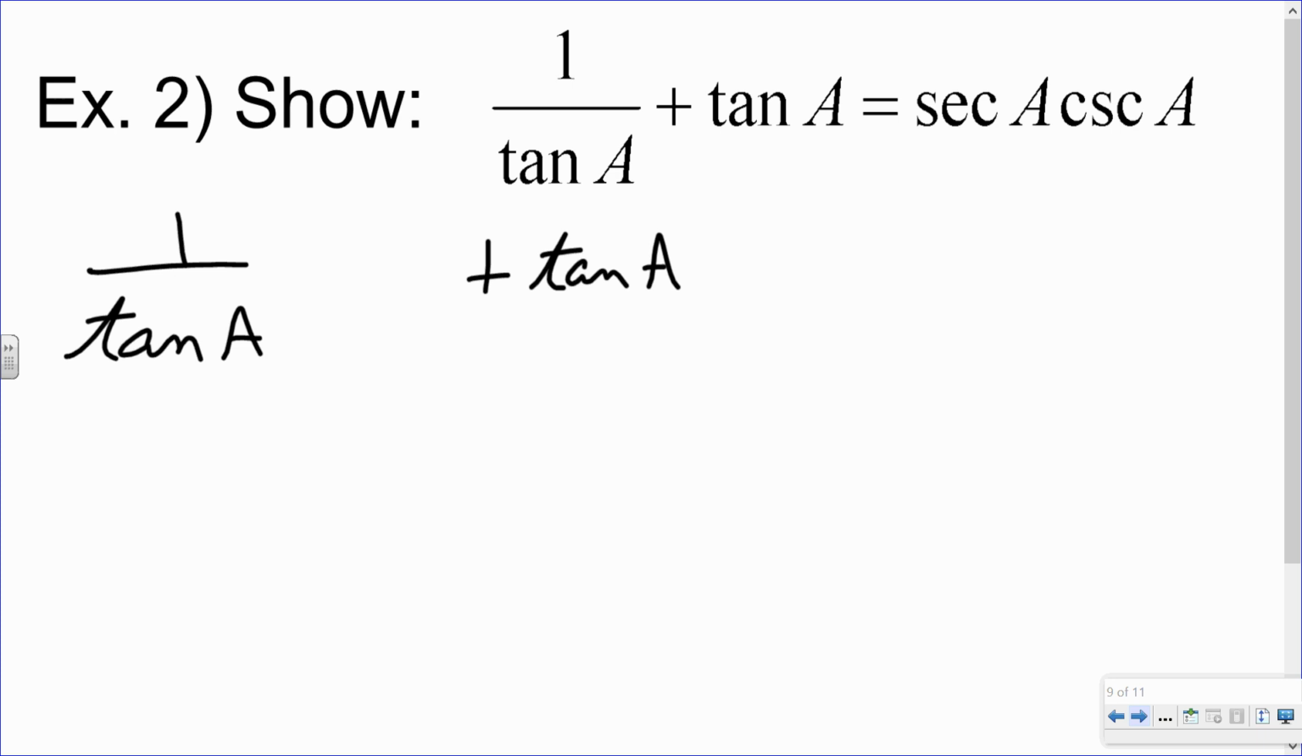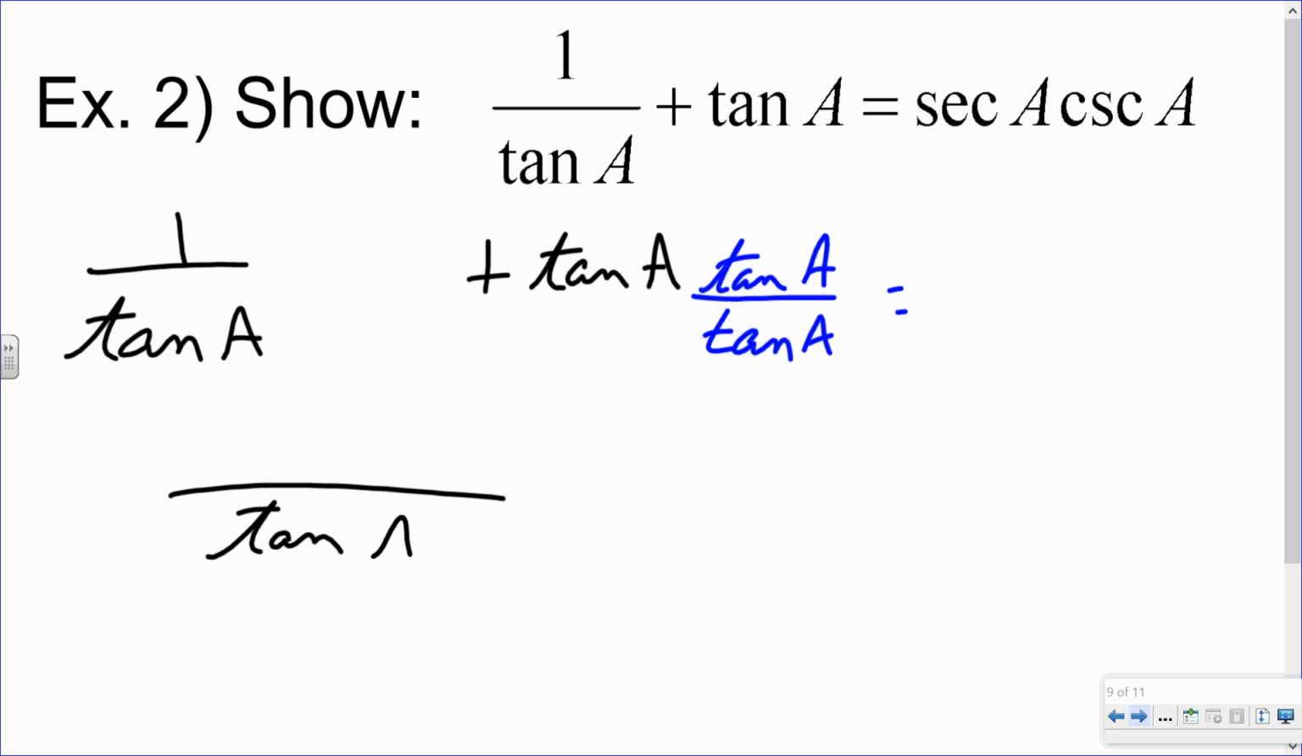Catalina, what do I have to do anytime I'm adding something with fractions? Got to get a common denominator. So first one seems okay. So I am going to multiply this one by tan A over tan A so I can have a common denominator. So now everything has a denominator of tan A. And the first numerator is just 1. But the second numerator is now tan A times tan A, so tan squared of A.